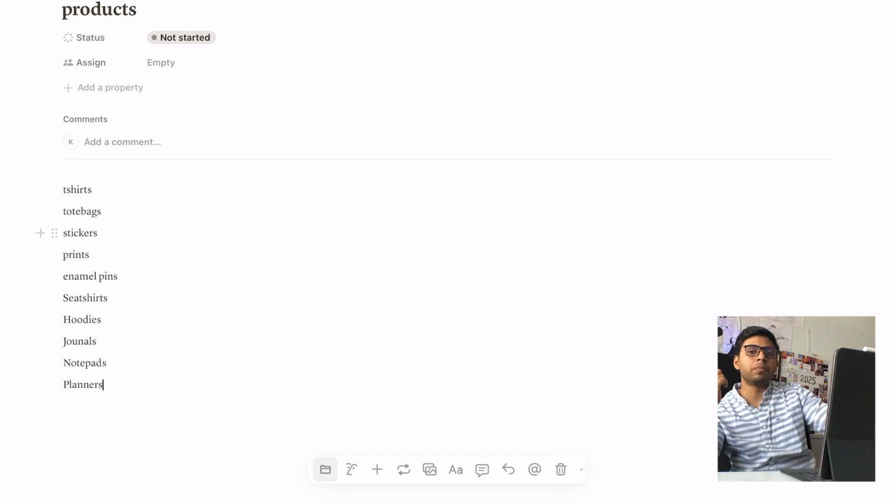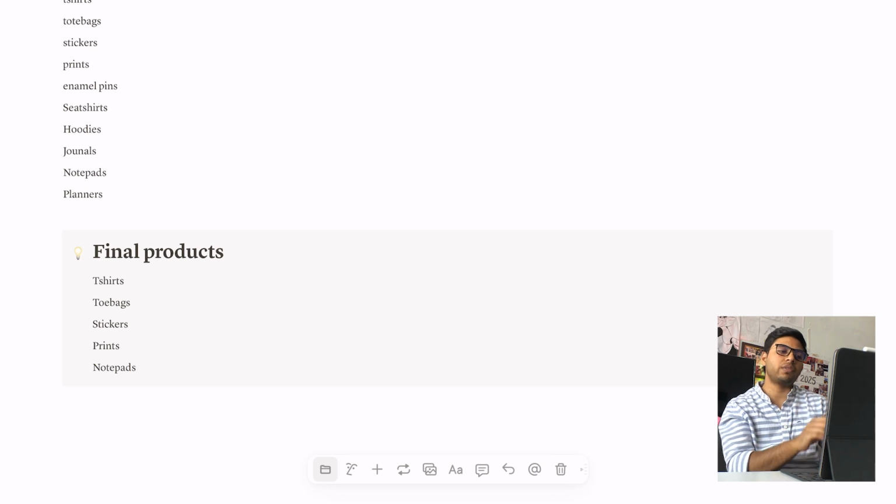Notepads, they don't take too much investment. They can do the work of planners, and they can be big notepads. I just think I'm going to stick with these types of products right now. Those are t-shirts, tote bags, prints, stickers, and notepads. Now we have finalized all the products that we're going to be selling.